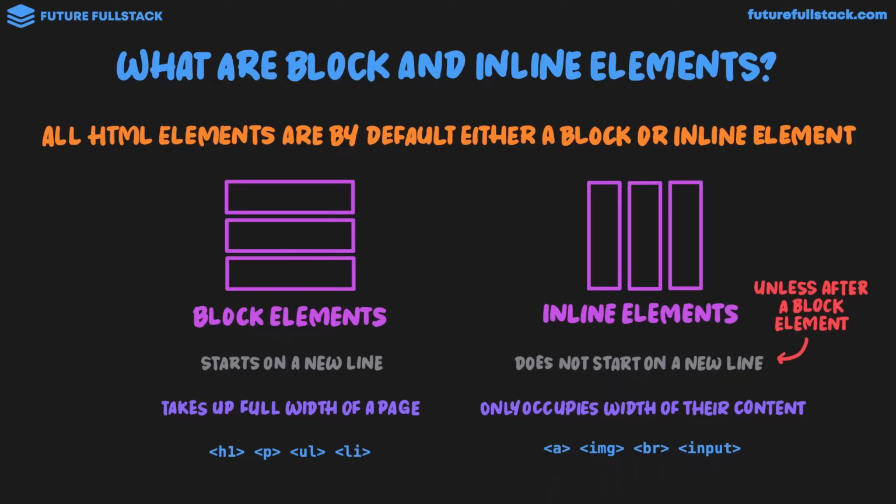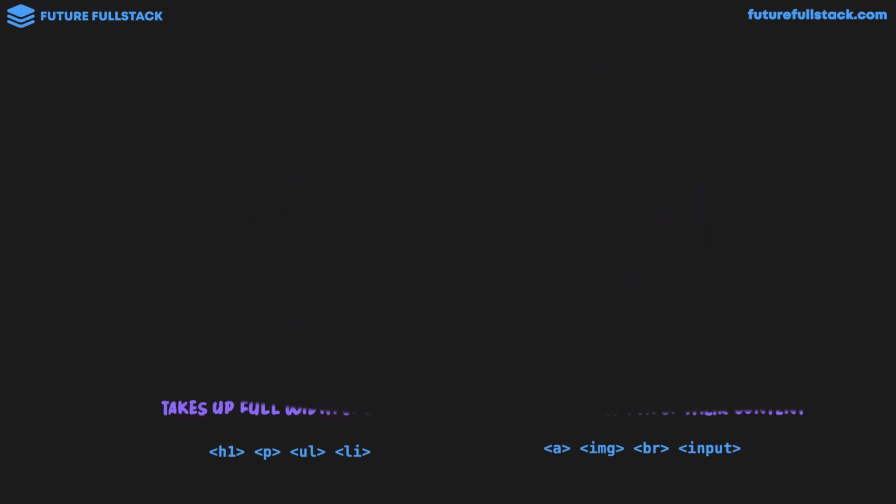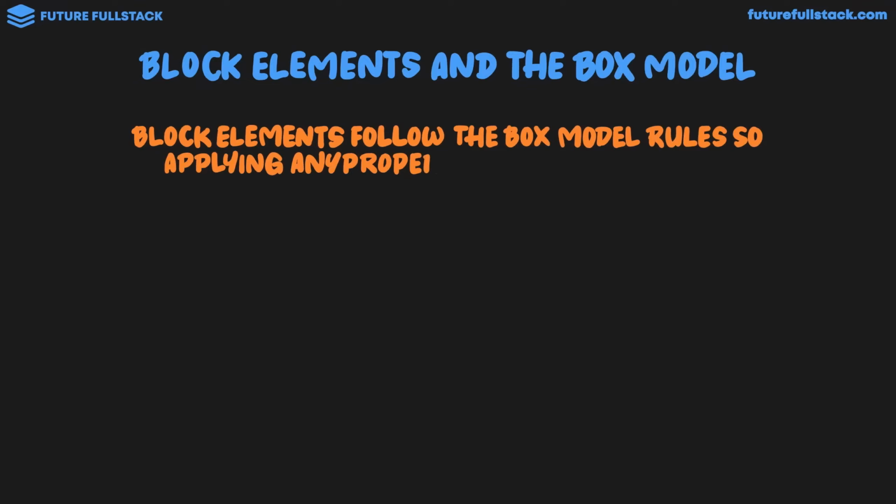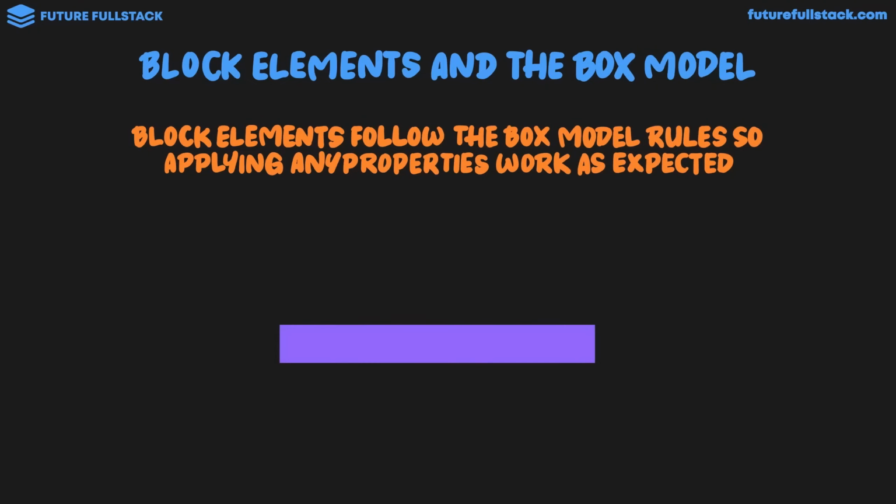So now that we've recapped block and inline elements, let's talk about block elements and the box model. Block elements follow the box model rules, so applying any properties work as expected. So I'm going to represent a block element with this purple box here. It could be any block element, like a heading, paragraph, or div. We can apply width to the block element.